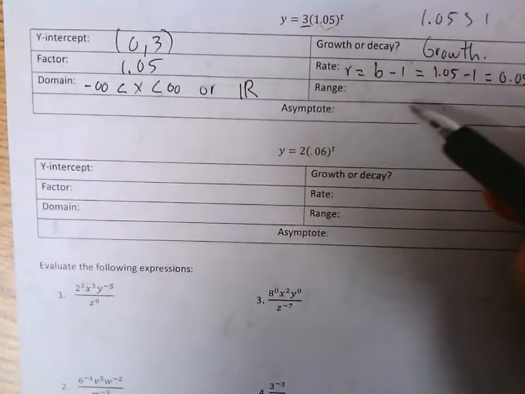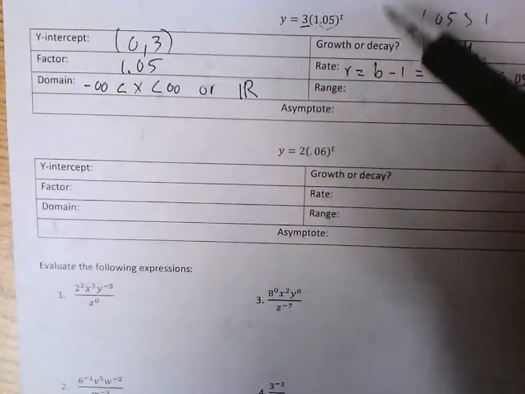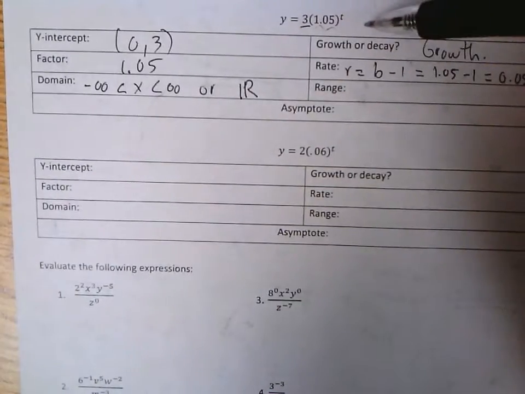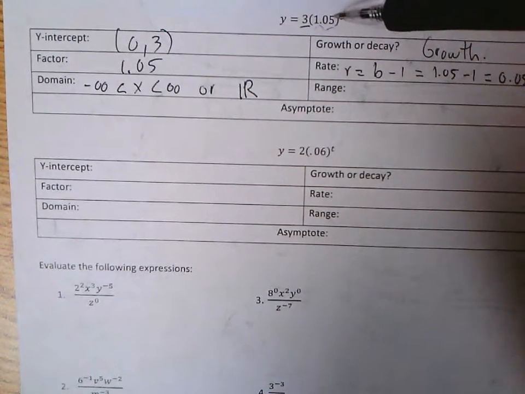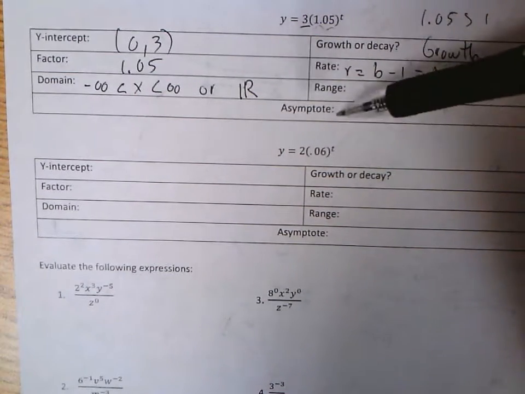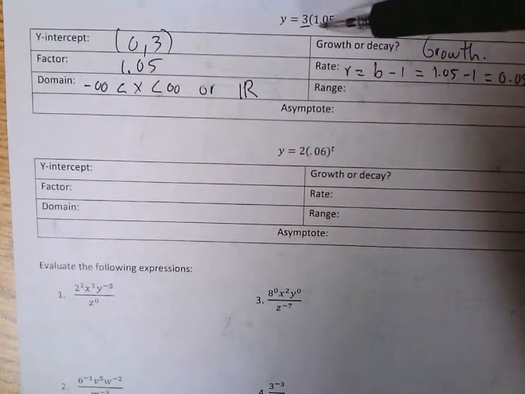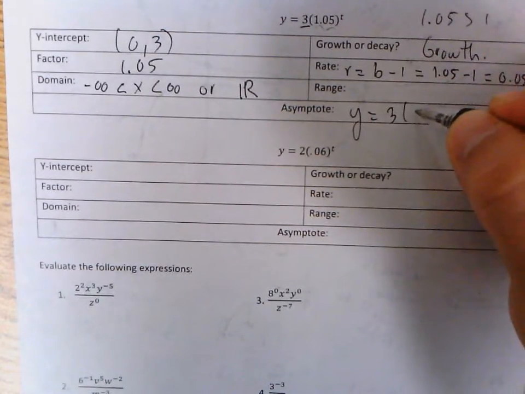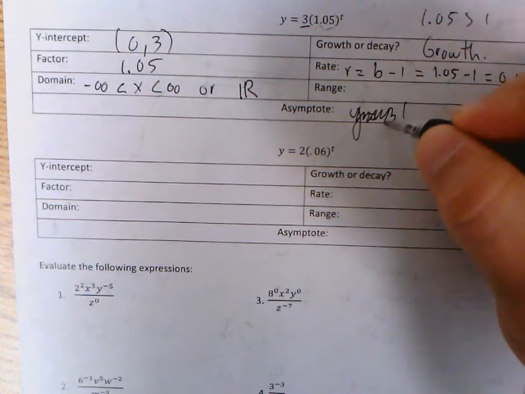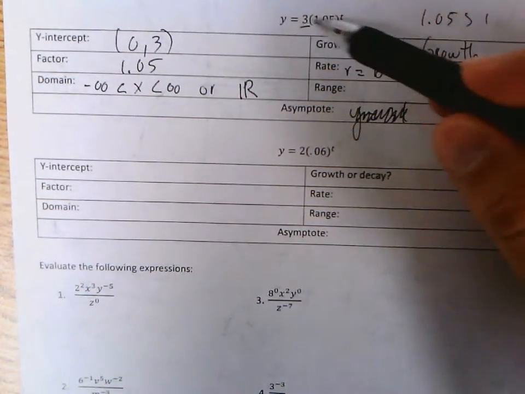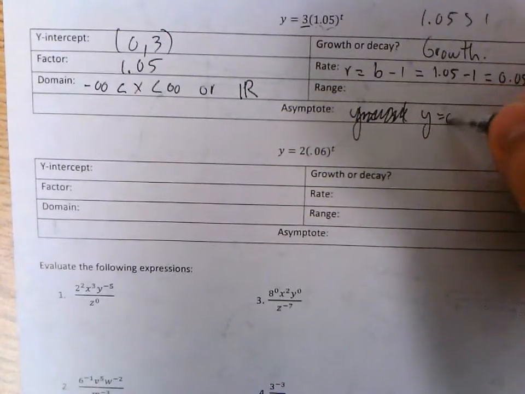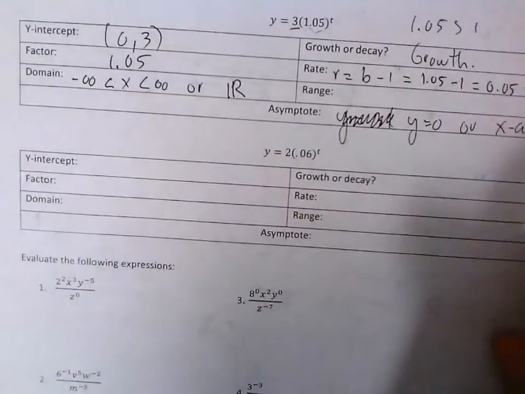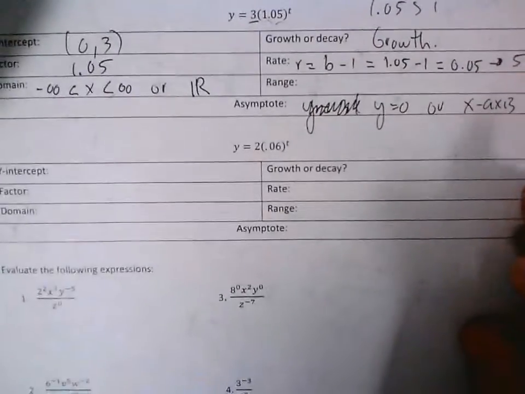Now the range is a little bit different. Remember that exponential functions are very particular functions because they have an asymptote. And I'm going to answer that here right now. The asymptote for any exponential function in this form is y equals 0, or the x-axis. It's one of those two, y equals 0 or the x-axis.